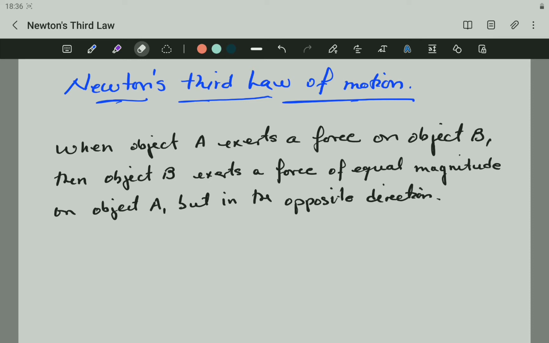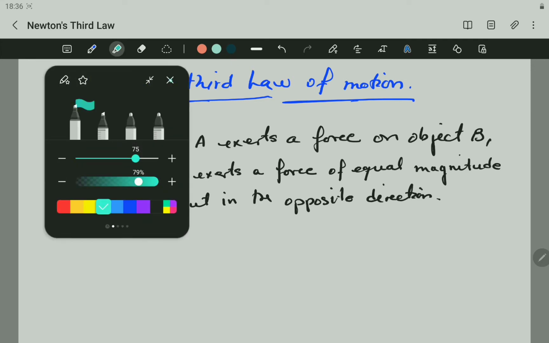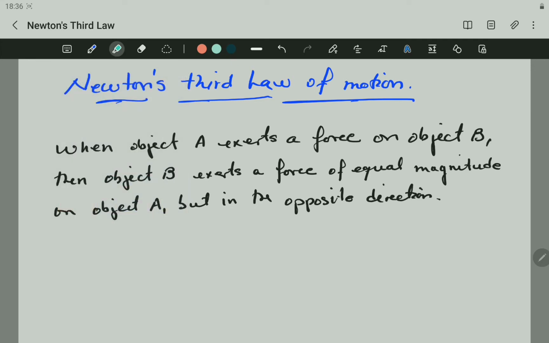Okay, in the previous video we applied the first and second laws to different situations. We are now going to speak about Newton's third law of motion. So let's start by studying Newton's third law. What does it state?